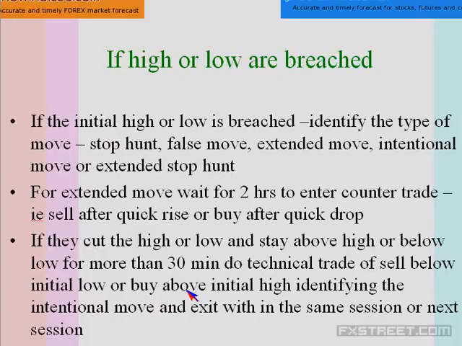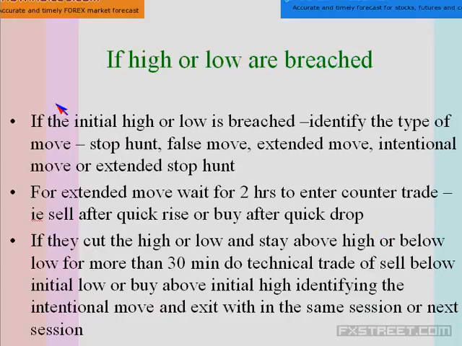A typical example could be now USD CHF. They set the high and they are staying above the high for more than 2 hours, 3 hours, 4 hours. So that means it is an intentional move. They are just trying to gain further levels. Any dip there, you can try to buy. They will gain the levels.